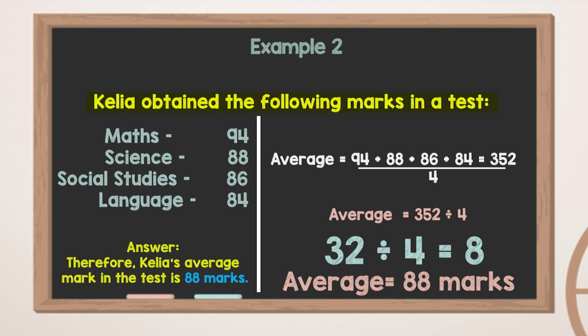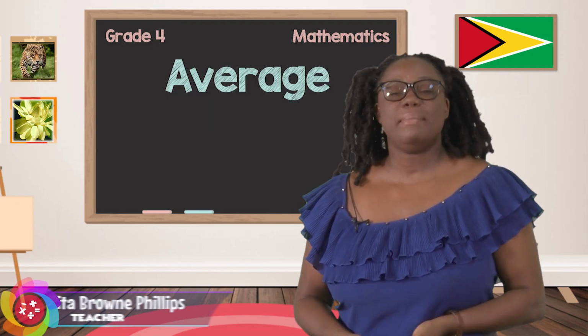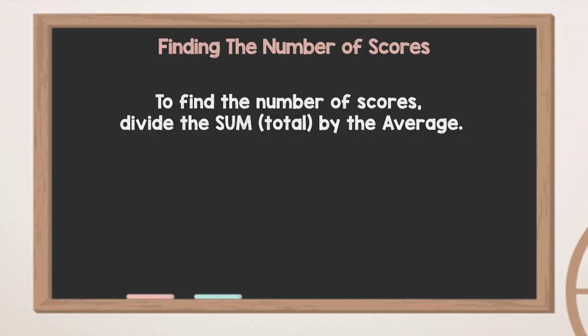Boys and girls, pretty simple, don't you think? So let's examine another aspect of average, where you have to find the number of scores. To find the number of scores, you divide the sum or the total by the average. So you will be given the sum or the total of the numbers, and you will also be given the average to find out the number of scores.